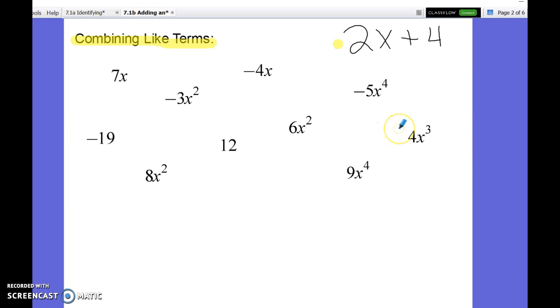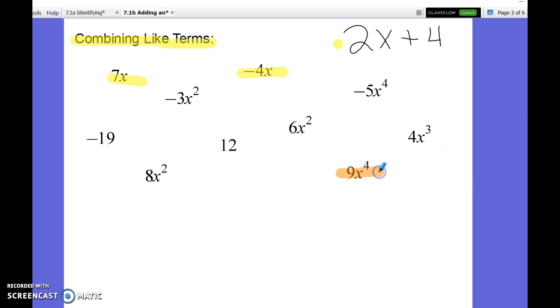All right, so we're looking for things that have the same variable and the same exponent. So here's 7x. So that's x to the first. We're looking for another term here that's got x to the first. Well, the only other one that has that is negative 4x. Those are like terms. Let's do one more together.